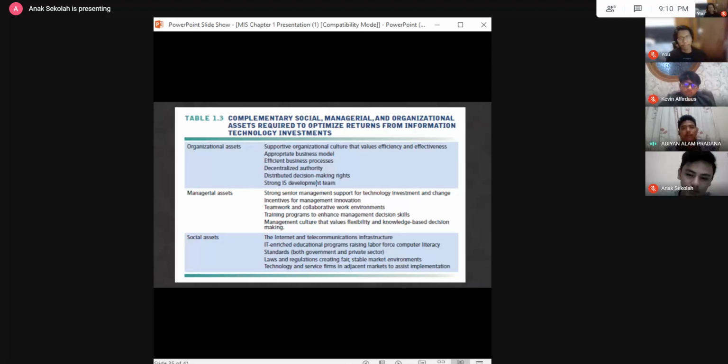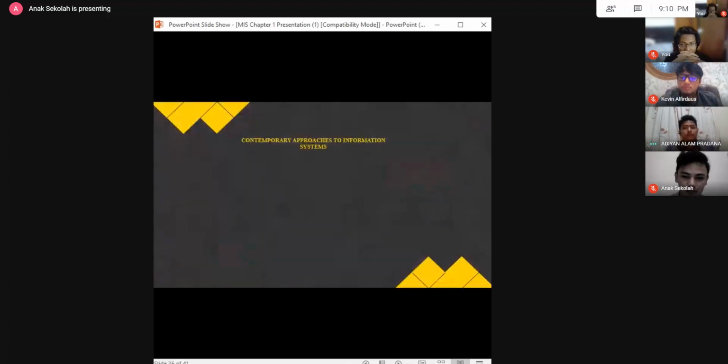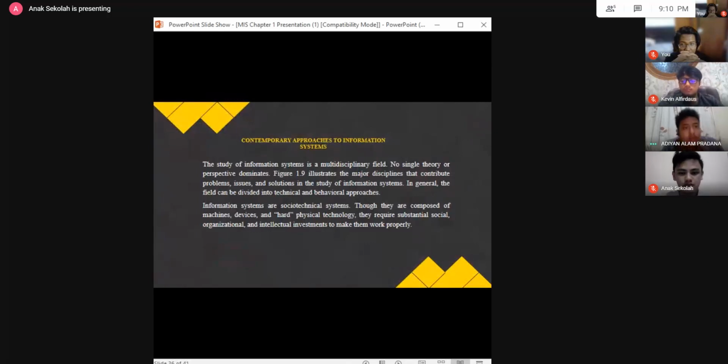Some of the investment involves tangible asset, such as building, machinery, and tools. However, the value of investment in information technology depends to a large extent on complementary investment in management and organization. Next, contemporary approach to information system. The study of information system is a multidisciplinary field, no single theory or perspective dominates.